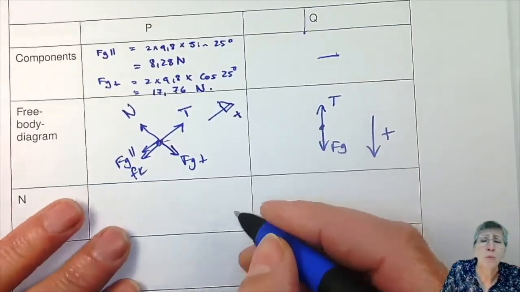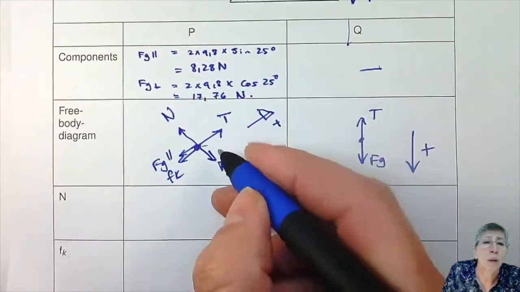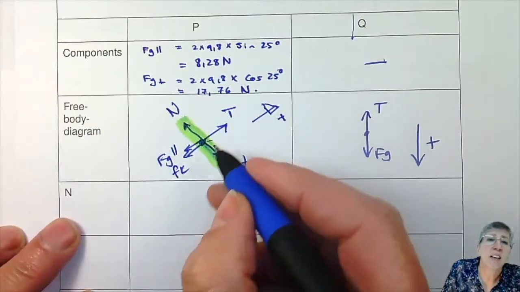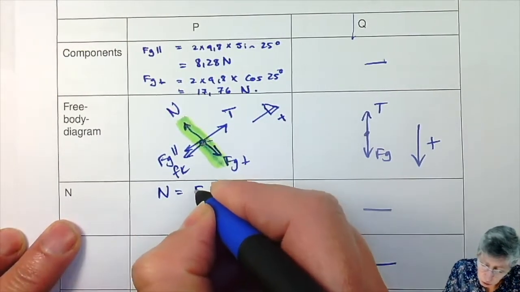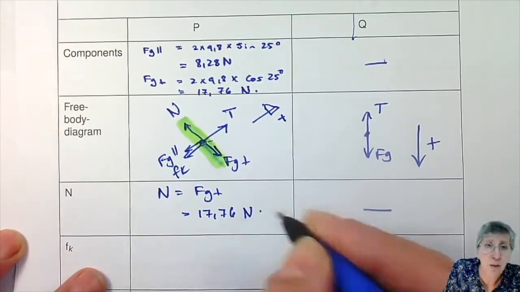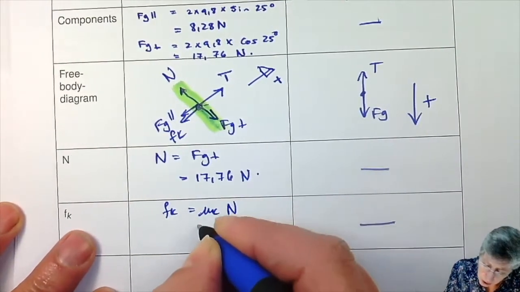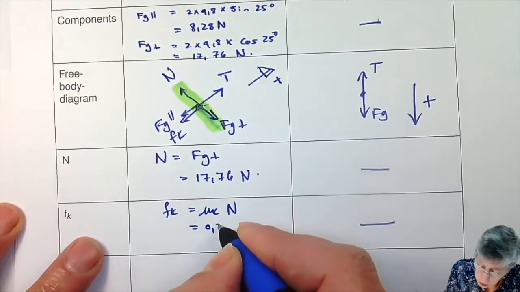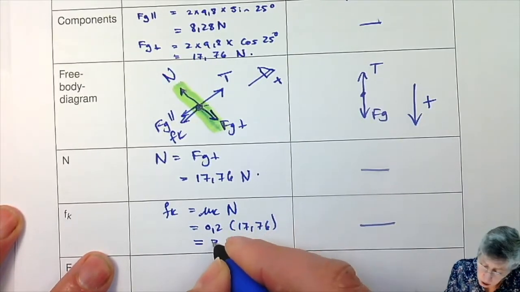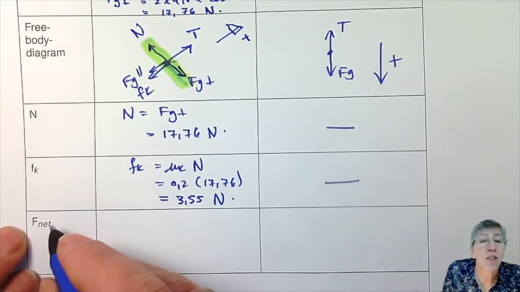Now, normal force. Now Q is obviously not on a surface, so no normal force, no friction. We're working with this one. What do we know? If you look at the perpendicular ones, you will see that the normal force is just equal to gravity perpendicular. We've already worked that out as 17,76 newtons, right? Then to get the frictional force, mu k is given up there as 0,2, so that's just multiplying by 17,76, and then you end up with 3,55 Newton over there.